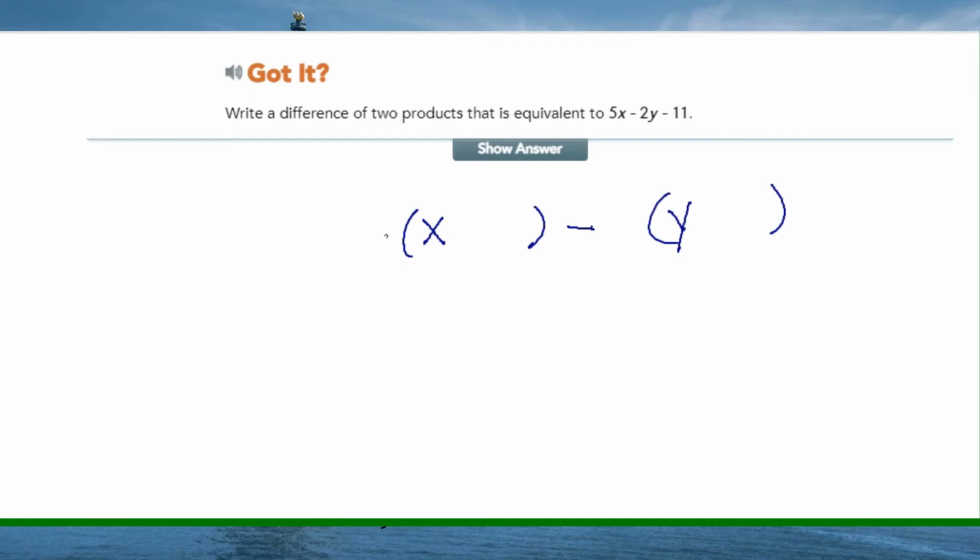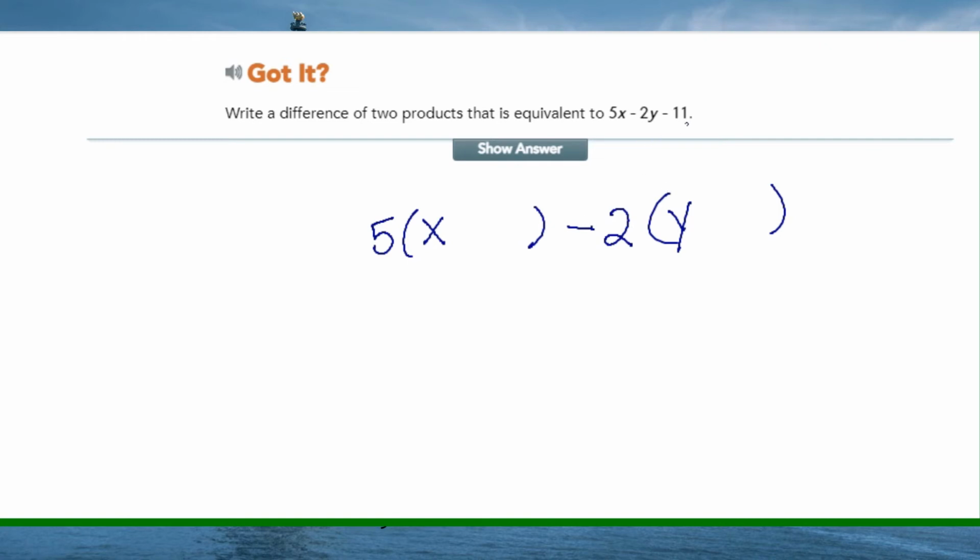Now to figure out what I should distribute in here, what do I need to do to x to get to 5x? Well, I know I need to multiply that by 5, so I'm going to try putting 5 out here. Once I distribute, I end up getting 5x. And then I'm going to do the same thing with y. What do I need to do to y to get to negative 2y? Well, I need to multiply that by negative 2, so I'll go ahead and put this negative 2 here.